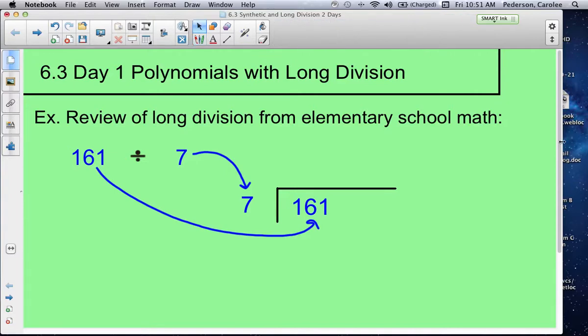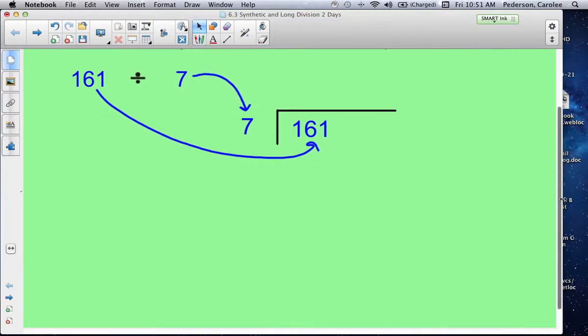So now we look at, does 7 divide into 1? No. So then we go to the next placeholder, and we say, does 7 go into 16? Yes. It goes in 2 times. So we put the 2 above the 16. And now what we do is we multiply 2 times 7, which is 14. And then remember what we did next is we would subtract those. So 16 minus 14 is 2.